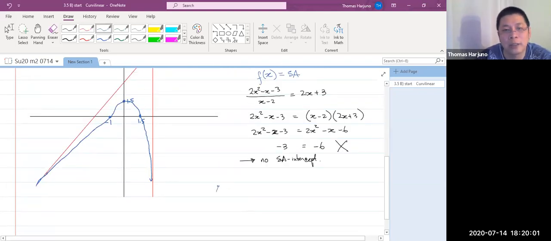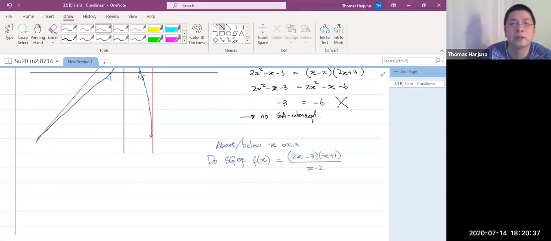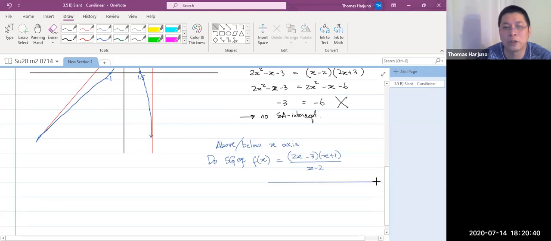to see above or below the x-axis, then you try to do the sine graph of the function, which is 2x minus 3, x plus 1, x minus 2. Okay. Sine graph of that function, I do it fast here.